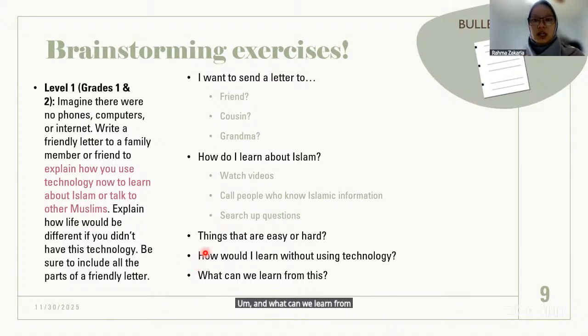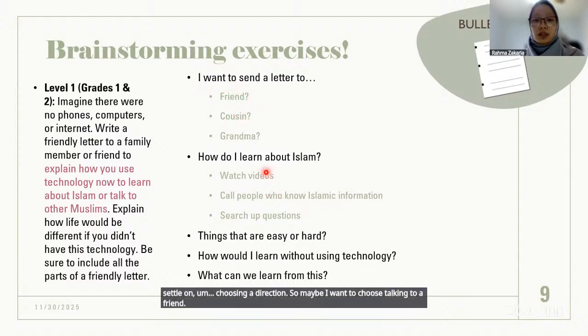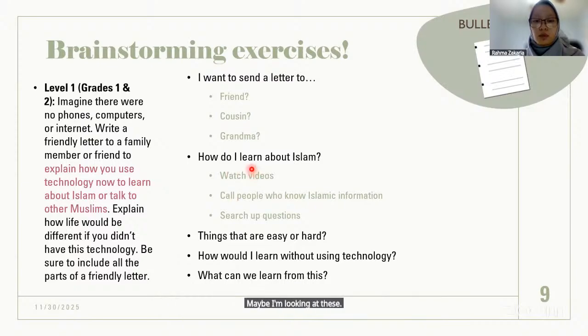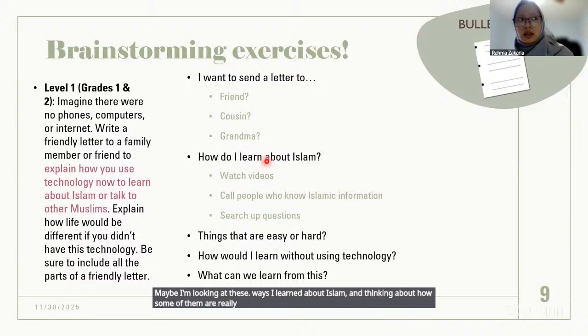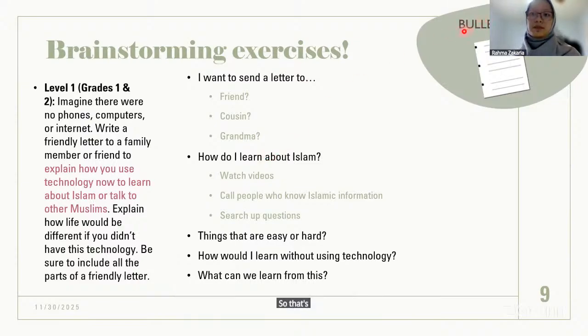So this is just an example of brainstorming. As we think up more and more ideas, we can eventually settle on choosing a direction. So maybe I want to choose talking to a friend. Maybe I'm looking at these ways that I learned about Islam and thinking about how some of them are really useful and let me do things I couldn't do before. So that's how we use bullet points.